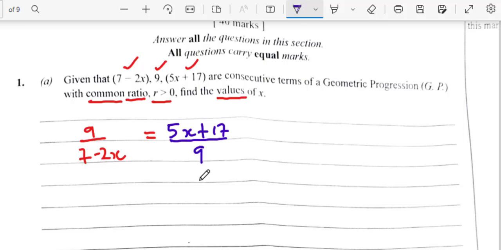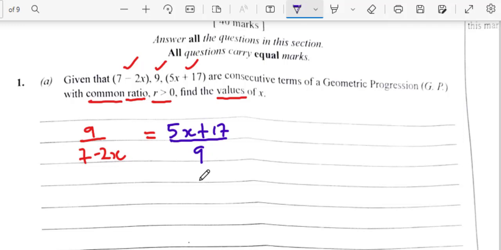So if I divide the third term by the second term, it is the same as dividing the second term by the first term. Why am I doing this? I'm doing this because I want an equation in x, because I've been asked to find x, so I have to be able to develop an equation in x. And a very simple way to do that is to use the common ratio here.